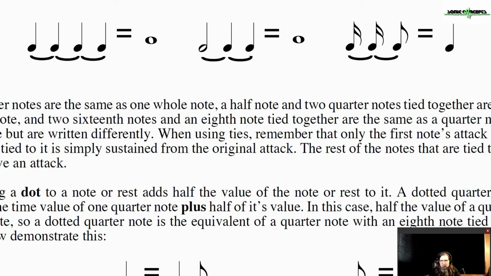Here are some other examples of this. Four tied quarter notes are the same as one whole note. A half note and two quarter notes tied together are the same as one whole note, and two sixteenth notes and an eighth note tied together are the same as one quarter note. Each of these sounds the same, but is written differently, sort of the rhythmic version of enharmonic equivalence. When using ties, remember that only the first note's attack is played. All subsequent tied notes are simply sustained from the original attack. The rest of the notes that are tied to the first note do not have an attack.